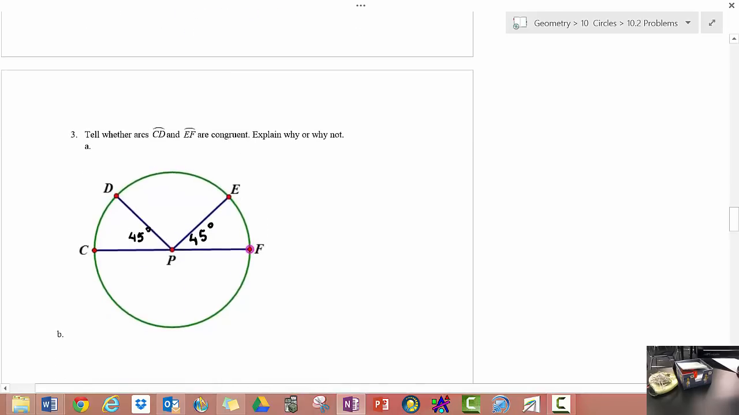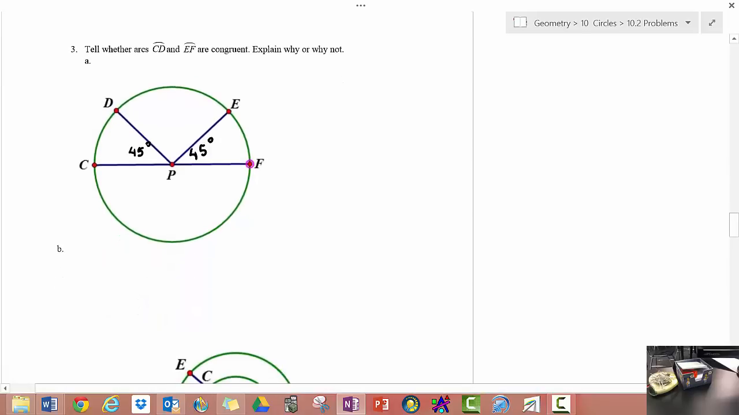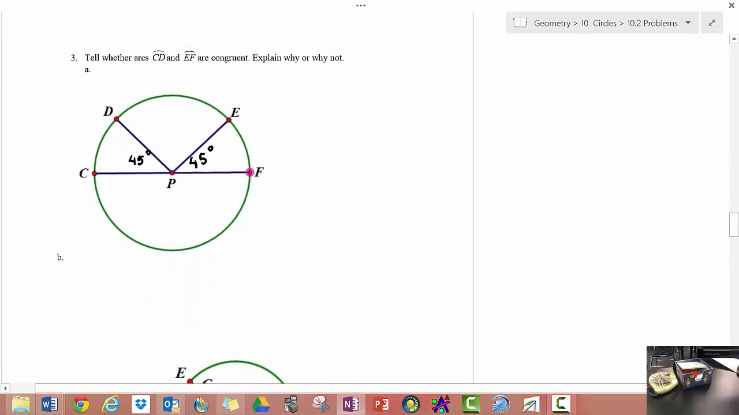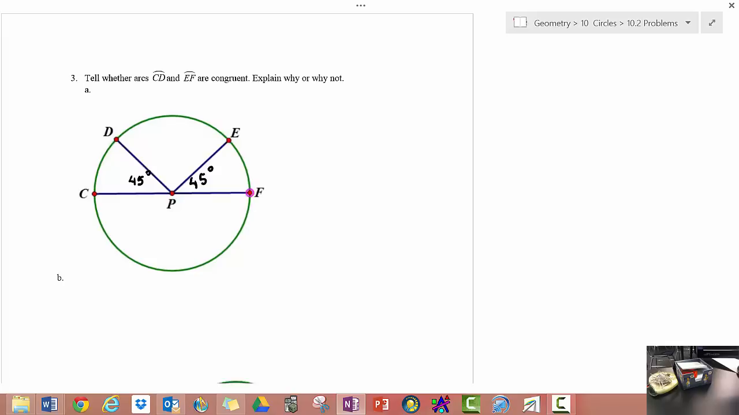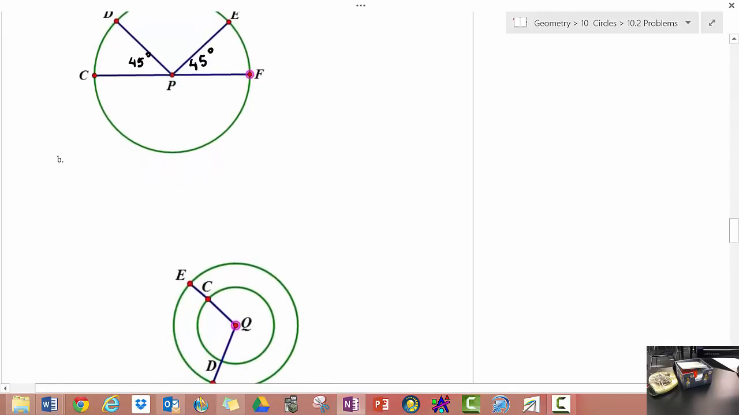Okay, problem number 3. So here it says, tell whether arc CD and arc EF are congruent. Explain why or why not. So the question you want to ask yourself is, what is the measure of each arc? If the measures are equal, then the arcs are congruent. And number A seems to be pretty self-evident.